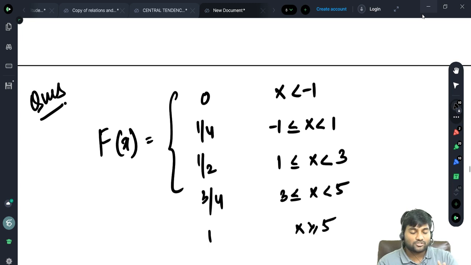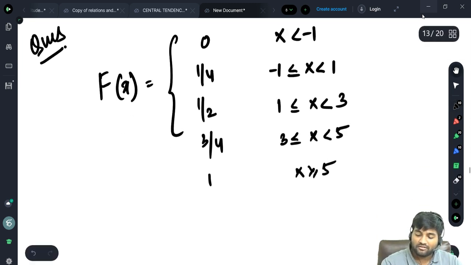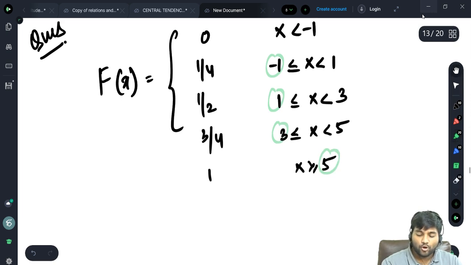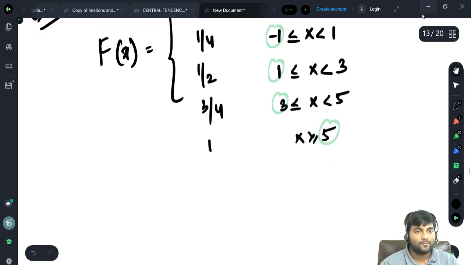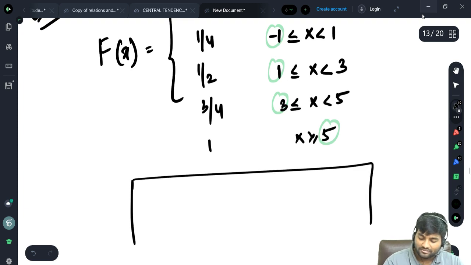So first step is to convert this to a PDF. How will we convert this to a PDF? First identify the points minus 1, 1, 3 and 5. And I hope you must have got the probabilities also: 1/4, 1/4, 1/4, 1/4. It's very simple. So let's draw a probability distribution function.